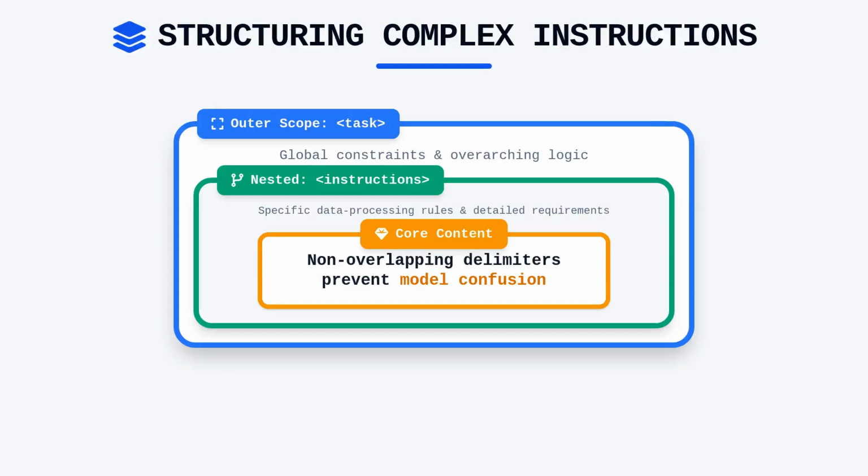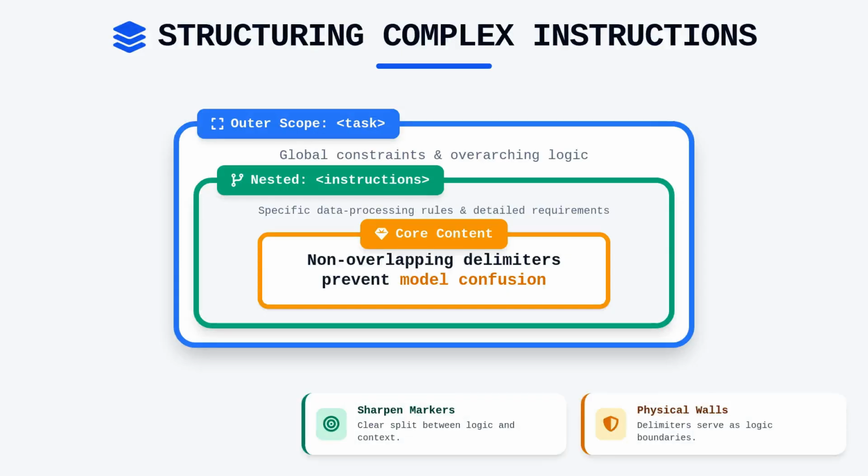If you find the model getting confused, it is frequently because the transition between instructions and context is too diffuse, so sharpening those markers is your first line of defense. By strictly adhering to these structural conventions, you stabilize the model's attention span, allowing it to focus exactly where you want it to be.